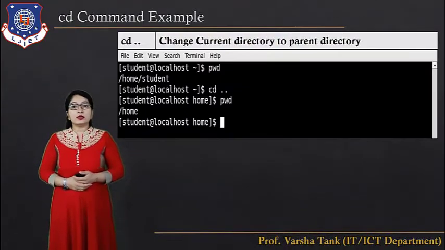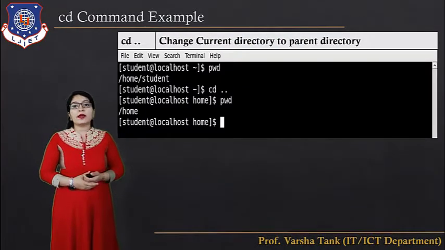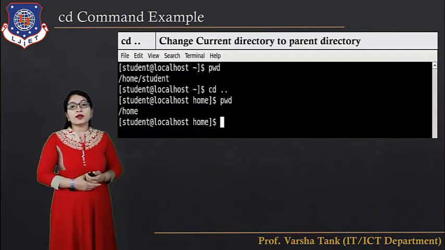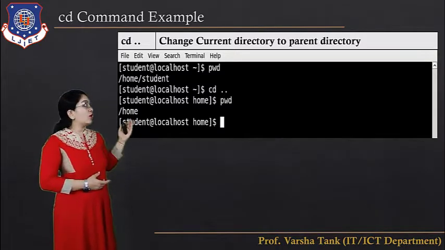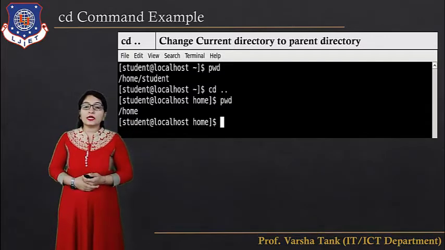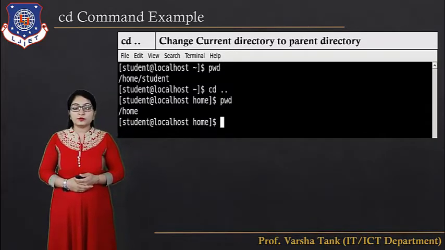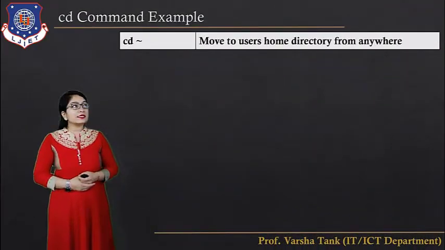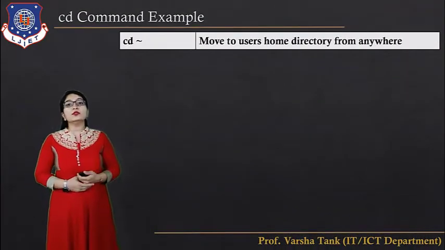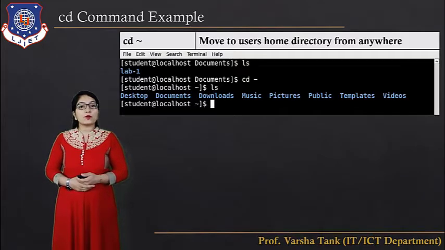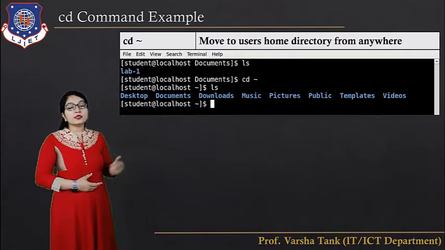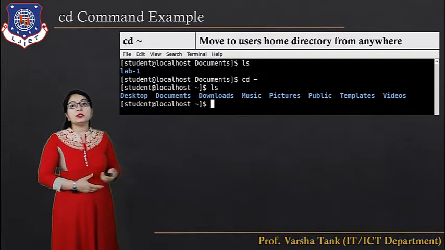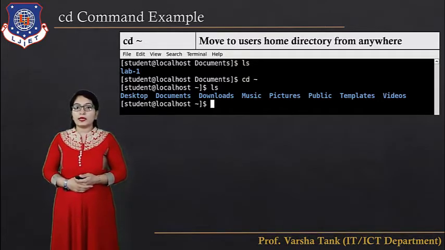So here, change current directory to the parent directory. You can see the current working directory is home student, and now if you write cd dot dot, it will move towards home. Now next is cd tilde. That means move the user to the home directory from anywhere. So here you can see if you use cd tilde, it will move to the home directory from anywhere.